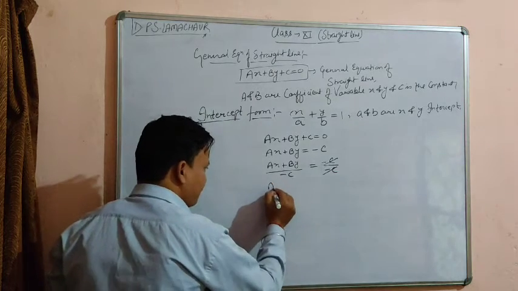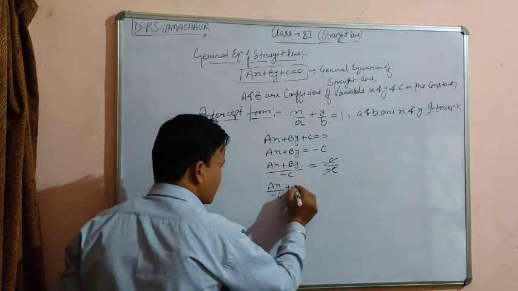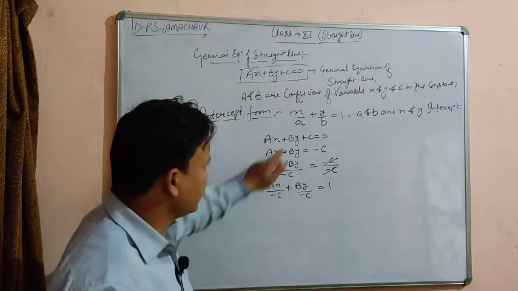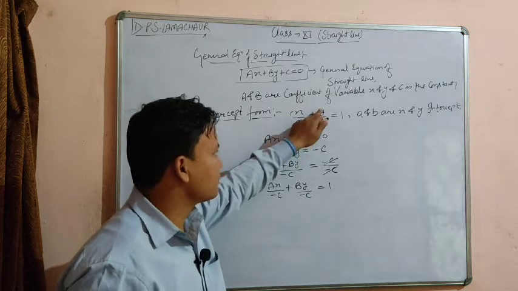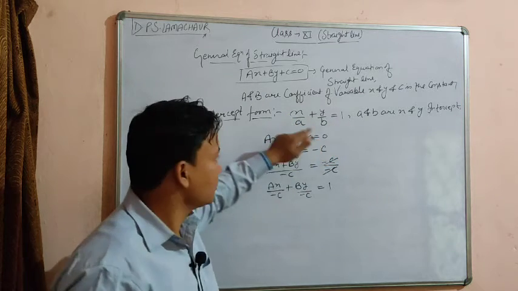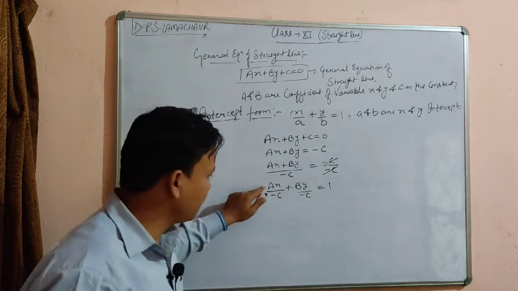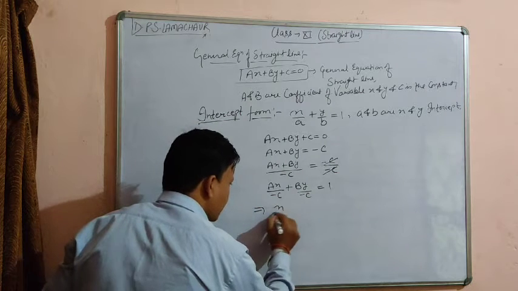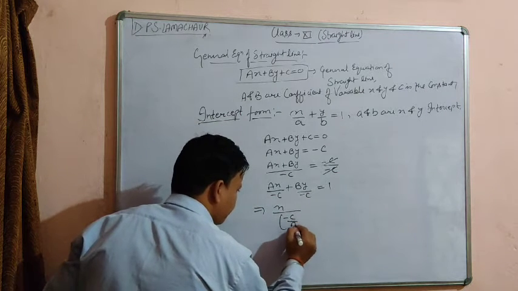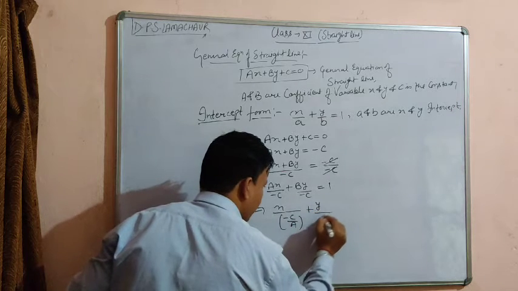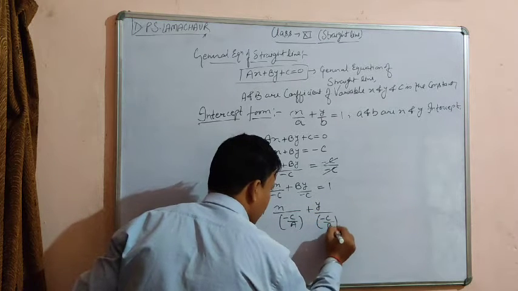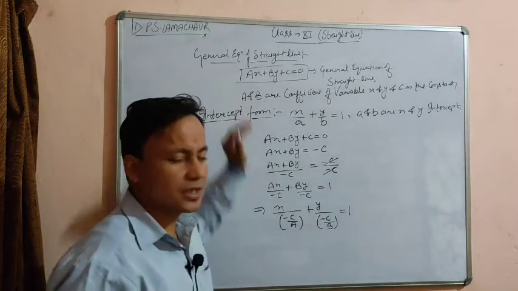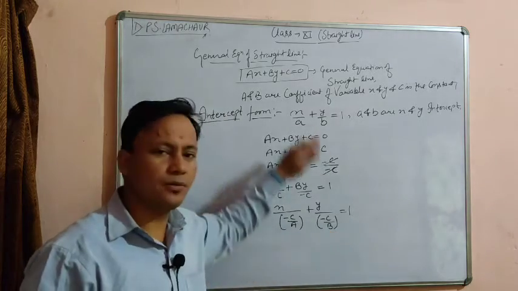So what we get here is ax upon minus c plus by upon minus c is equal to 1. Now see here, we have to make it x upon a plus y upon b is equal to 1. For that purpose we shift a and b into the denominator. So this becomes x upon minus c upon a plus y upon minus c upon b is equal to 1. That is the intercept form of the general equation.